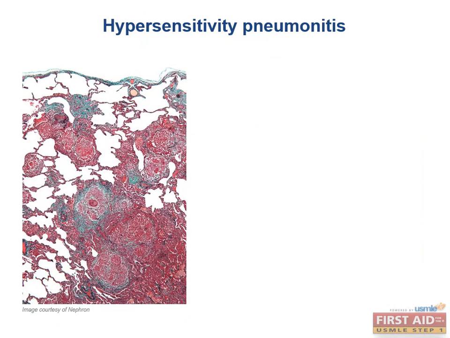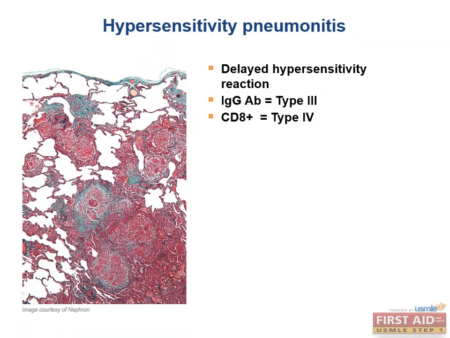Hypersensitivity pneumonitis, or farmer's lung, is a delayed hypersensitivity reaction to some environmental exposure, such as aerosolized mold or droppings. It leads to an IgG antibody type 3 hypersensitivity and a CD8 lymphocyte type 4 hypersensitivity response in the alveoli. This is not a type 1 reaction like an allergic asthma, and also unlike asthma, this pathology picture shows that inflammation is more centered in the alveoli, as opposed to in the bronchi.